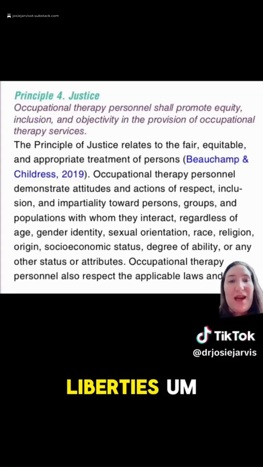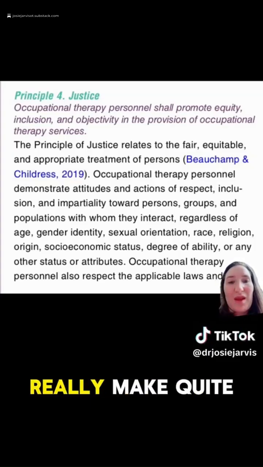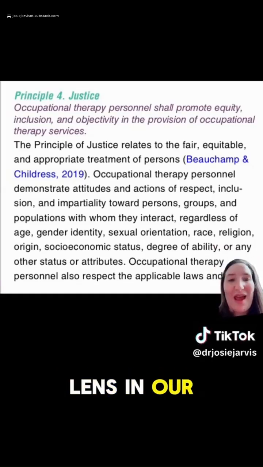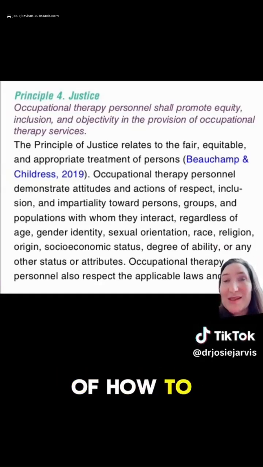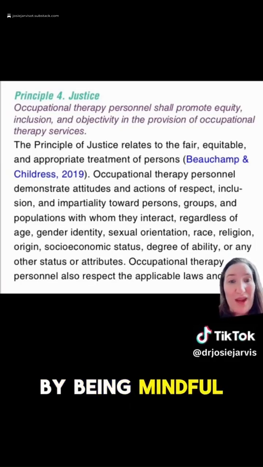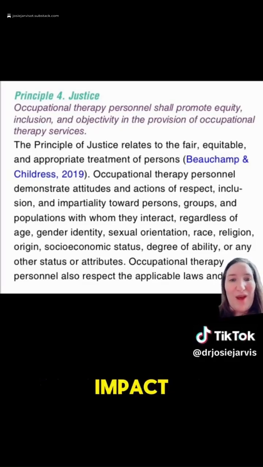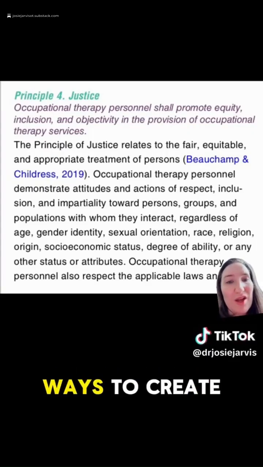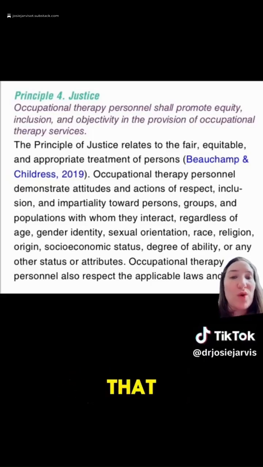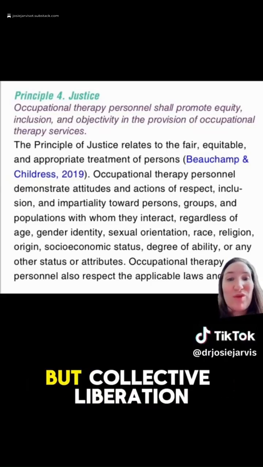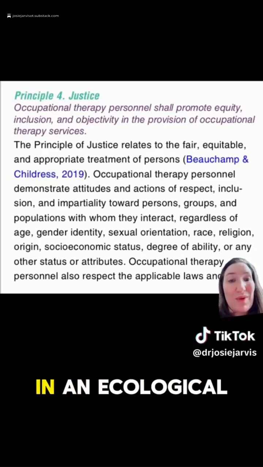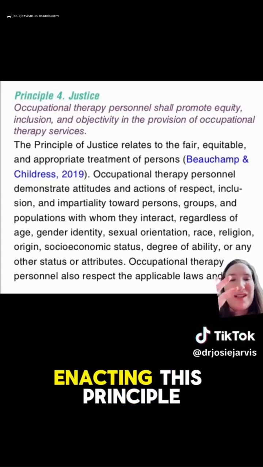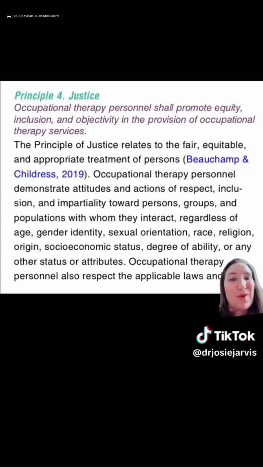And civil liberties. So really, in our previous videos, this will make quite clear how instrumental having that lens in our basic science framework of how to understand occupation is, by being mindful of how systems impact our ability to access and facilitate occupational justice, and ways to create goals and outcomes that are not just mindful of justice-based outcomes, but collective liberation and well-being in an ecological context. Really, occupational apartheid is so fundamental to enacting this principle specifically.